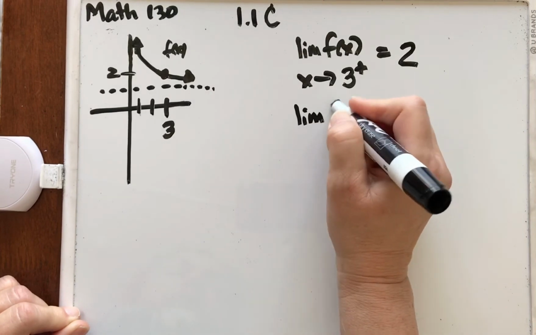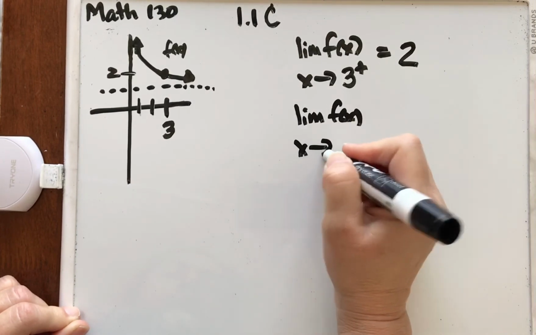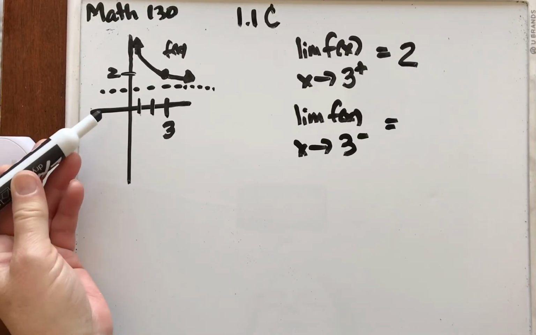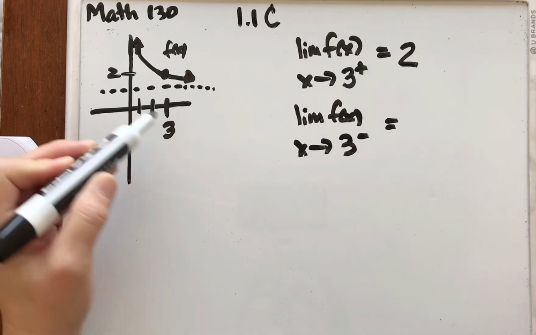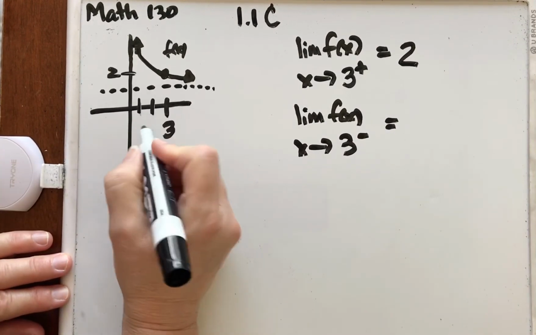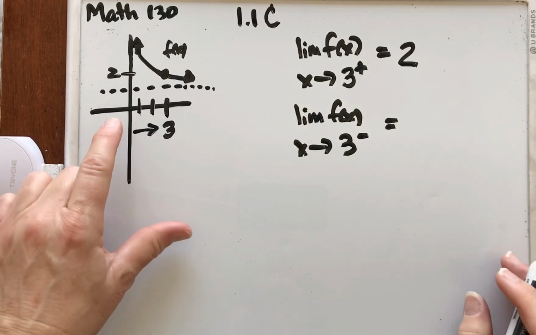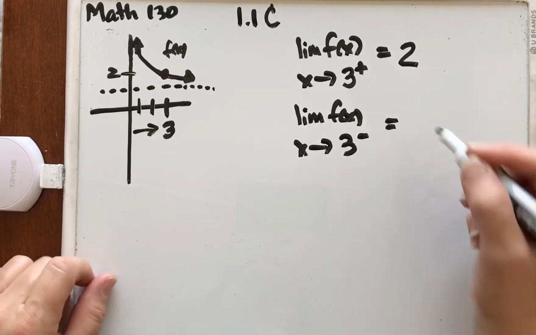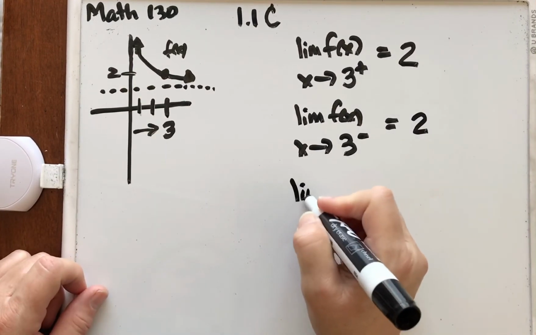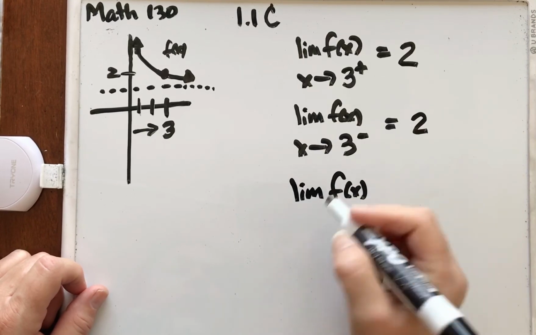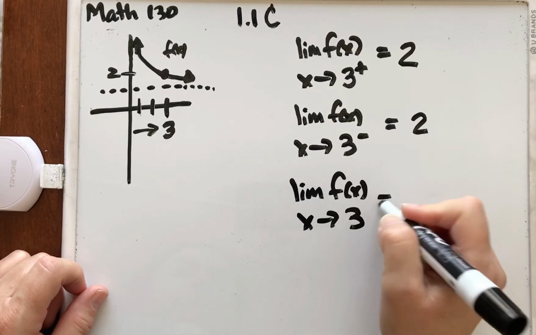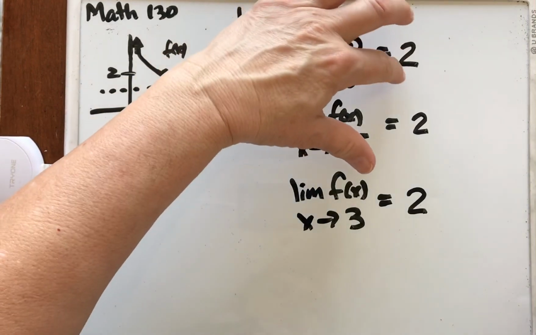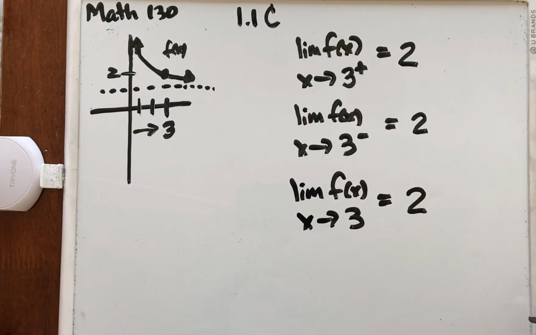Let's look at the limit of f of x as x approaches 3 from the left. All right, so now we're coming from the left towards 3. I'm going to put little arrows here. We're approaching 3 from the left. So as we get closer and closer to 3, we're getting to 2 as well. So now let me ask you, what is the limit of f of x as x approaches 3? Right, it's 2. Because if you can approach the same number from the right and from the left, then the limit exists, and it is 2.